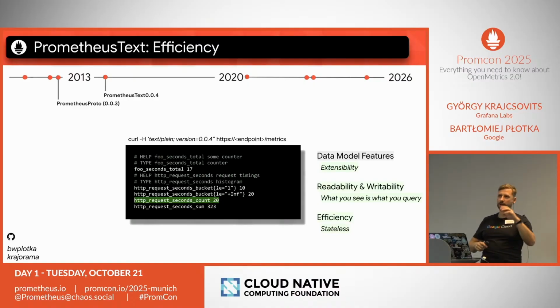And you might say, okay, HELP and TYPE are not on one line. But you need to think that in 2014, we didn't use this information. It was just human readable hints, right?